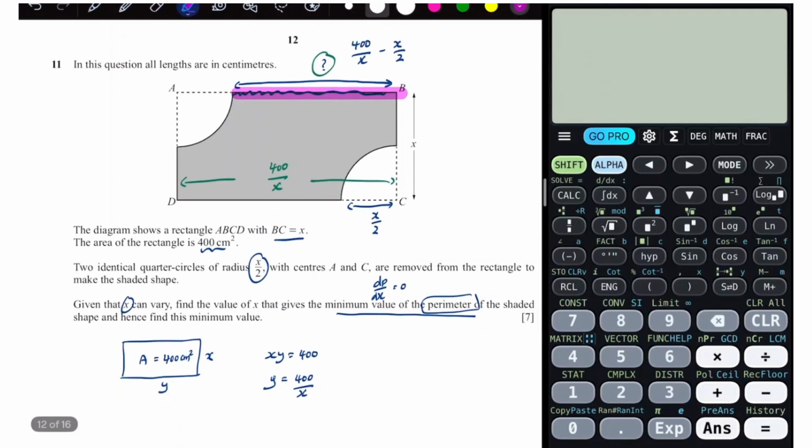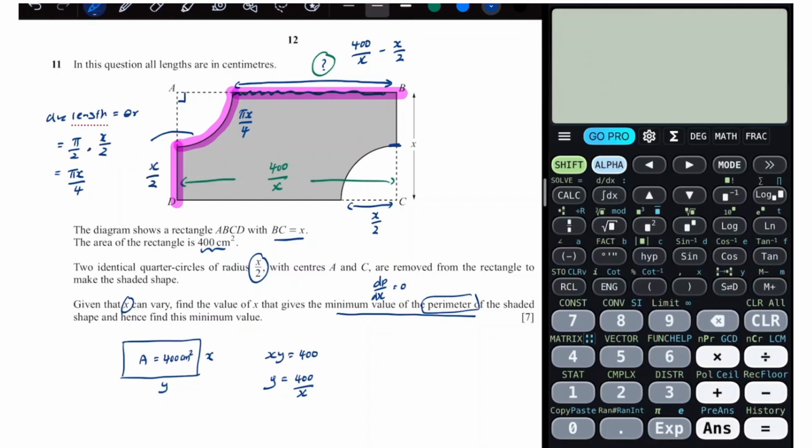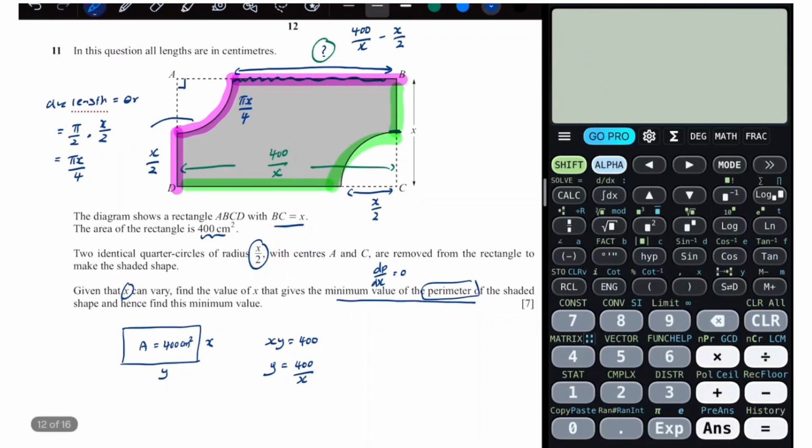And then don't forget we have to find the arc length. So the formula for arc length will be theta r. So you know that this is clearly 90 degrees. So pi over 2 multiplied by the radius. That's gonna give us pi x over 4. That is for our arc length. So pi x over 4 on this side. And this is exactly half of the radius, x over 2. Okay. So x over 2 here. So the rest, this side will be just the same. So at the end of the day, just multiply by 2 and you get the answer.